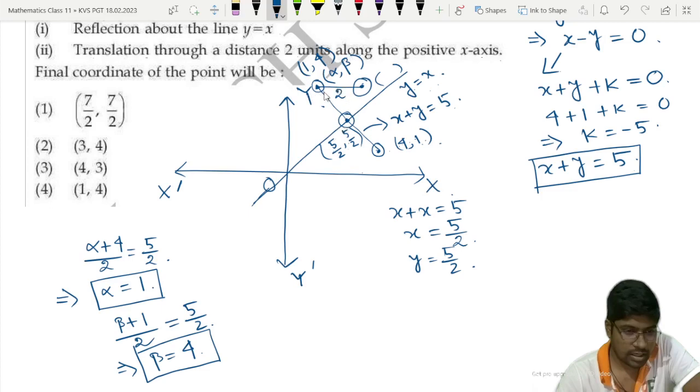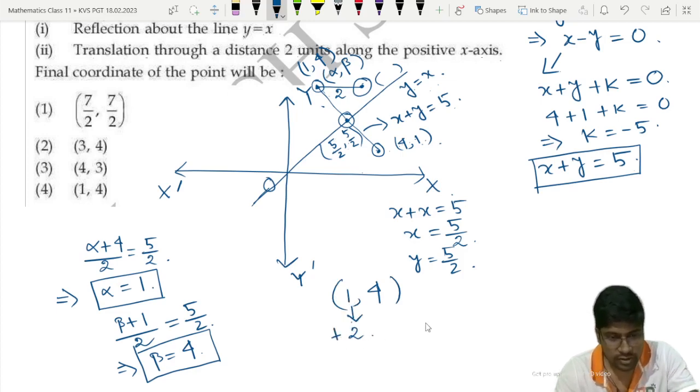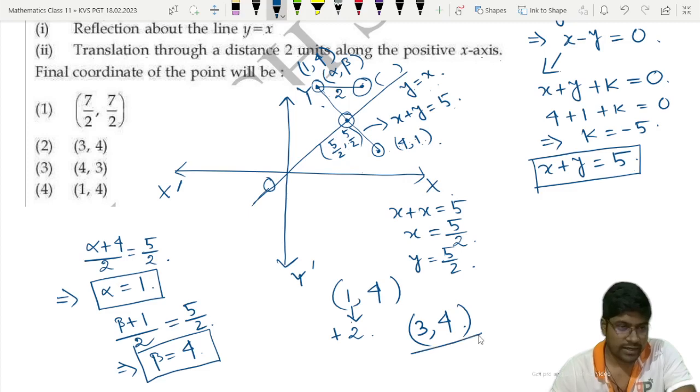Now we are translating through a distance of 2 units along the positive x-axis. So x will increase but y will remain the same. x will increase by 2. So this point I have told is (1, 4). From the second condition, translation through a distance of 2 units along the positive x-axis, x will increase by 2, so 2 will be added. So it will become (3, 4). The coordinate of the final point will be (3, 4).